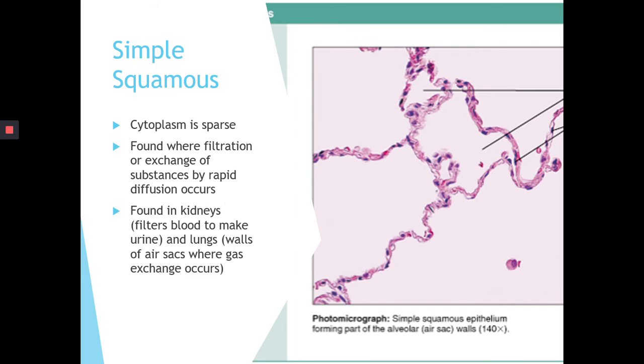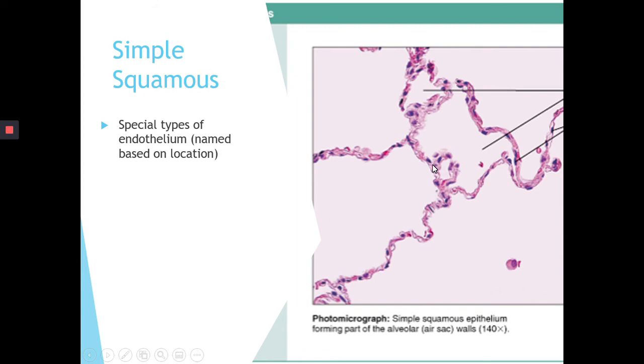So we find this again in places like the kidneys, which are very important for filtration, and like I mentioned, also in places like the lungs where gas exchange occurs. So in this case here, we're seeing some of the thin, flat cells. Like I mentioned, not a whole lot of cytoplasm because the cells are very thin. And in some of these cases, you can begin to see nuclei inside the actual cells themselves.